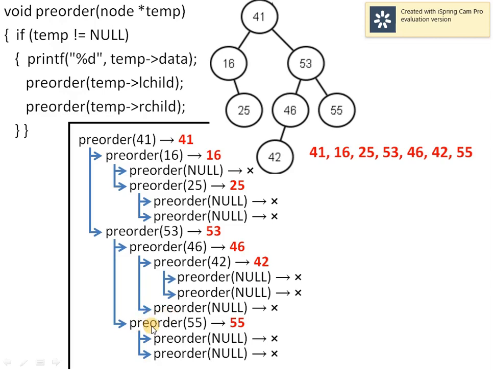So right of 53, that is 55. So pre-order will be called for the right of 55. It is present. 55 will be printed and then 55 is a leaf node. So two null calls will be there but nothing will happen in this.